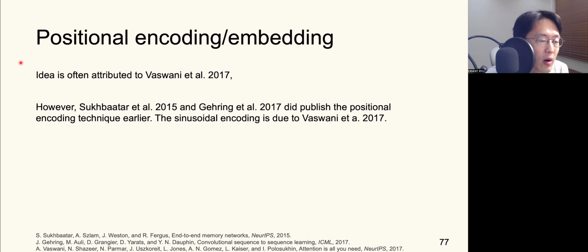The idea of positional encodings is often attributed to the paper Vaswani et al. 2017, but there are earlier papers that did publish the idea of positional encoding techniques. But the sinusoidal encoding that you just saw with that weird formula in the previous slide, that one is due to Vaswani et al. 2017.